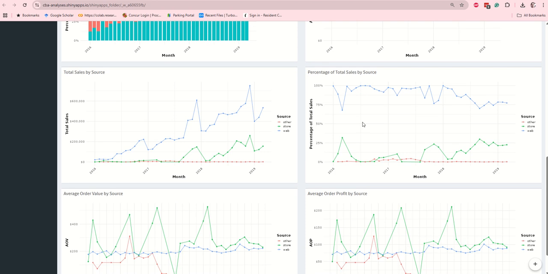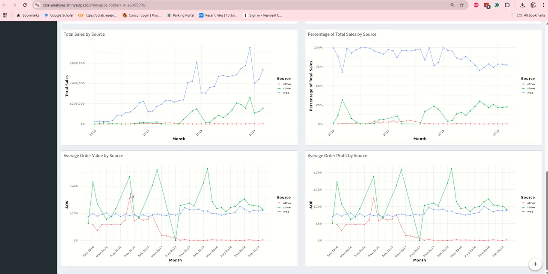In this data set, we have the source of the transaction. So we're looking over here at sales by source. This is their online business, in-store business, and other. And so you can see when we look at sales as a percent of total sales, that while web is growing, the percent of sales coming from stores is steadily moving up. AOV by source, and then average order profit by source.